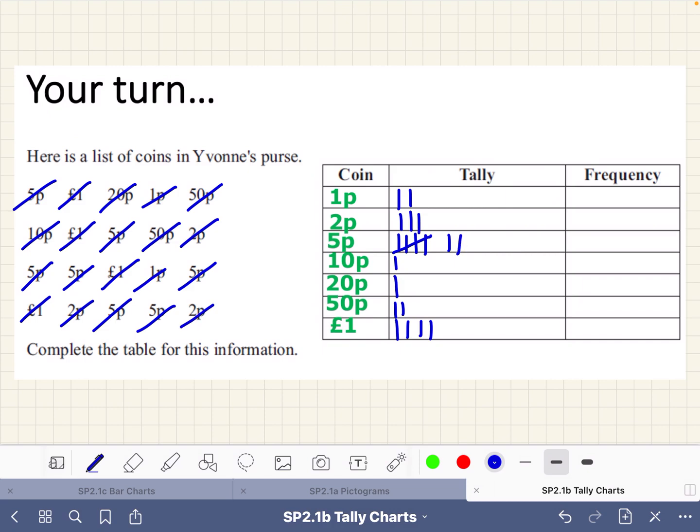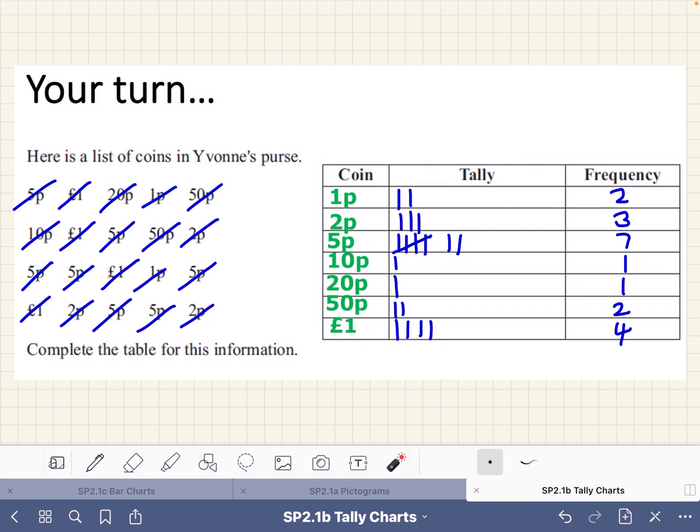Okay, so now we're going to do our frequencies. So we can see that 1 pence, we have 2 of them. 2 pences, 3. 5 pences, 7. 10 pence, 1. 20 pence, 1. 50 pence, 2. And £1, we have 4 of them.